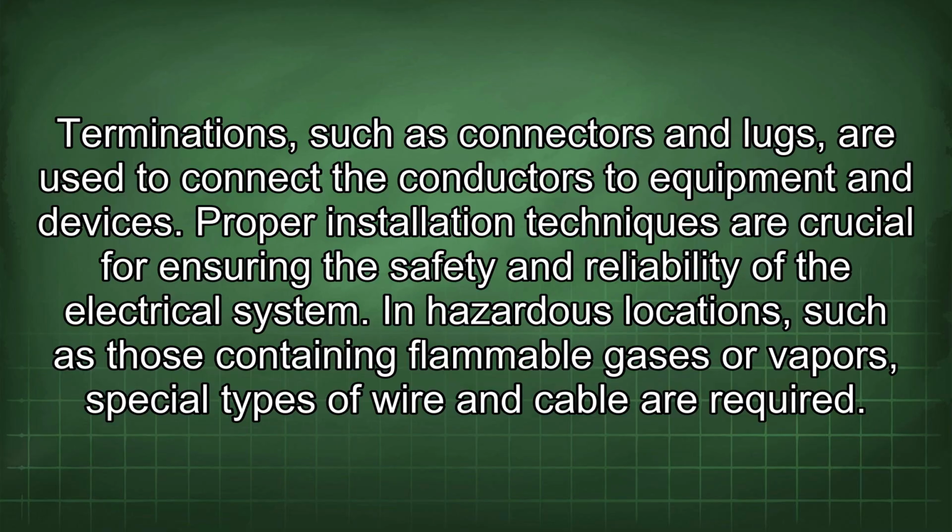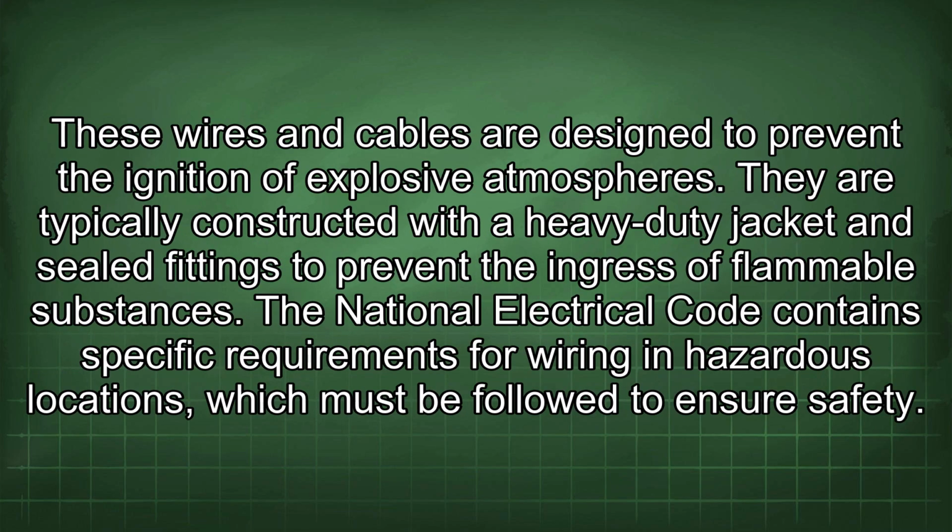In hazardous locations, such as those containing flammable gases or vapors, special types of wire and cable are required. These wires and cables are designed to prevent the ignition of explosive atmospheres. They are typically constructed with a heavy-duty jacket and seal fittings to prevent the ingress of flammable substances. The National Electrical Code contains specific requirements for wiring in hazardous locations, which must be followed to ensure safety.